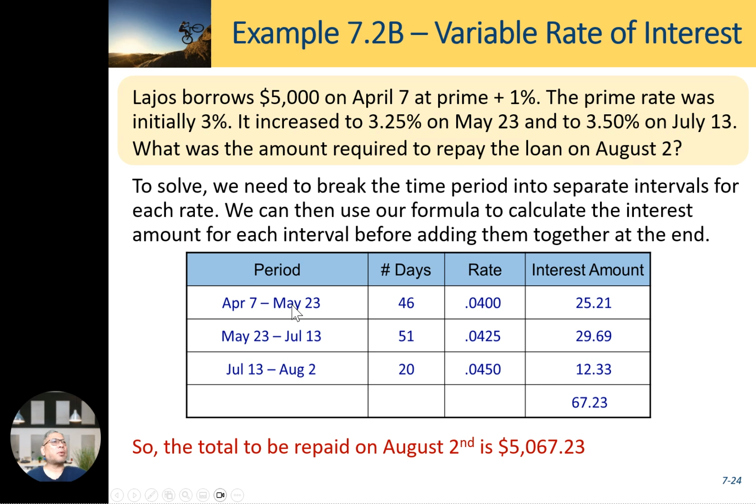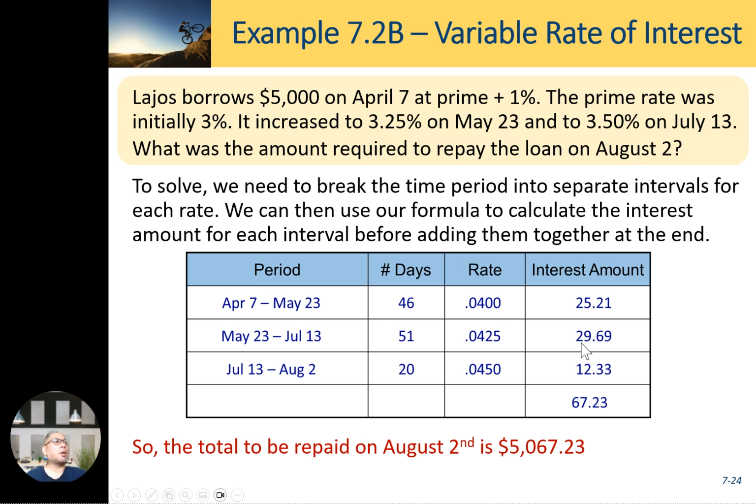So we're going to start from April 7 to May the 23rd, the first one. April 7 to May the 23rd is 46 days. The rate is 0.4%. Interest amount is 25.21. And then the second batch is May the 23rd through July 13th. It's 51 days, which is 4.25%. Remember, plus 1. The prime rate is plus 1.